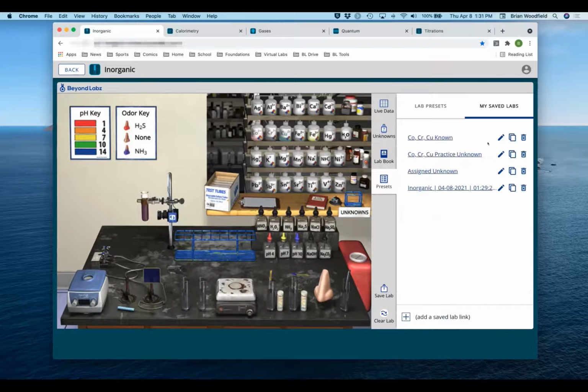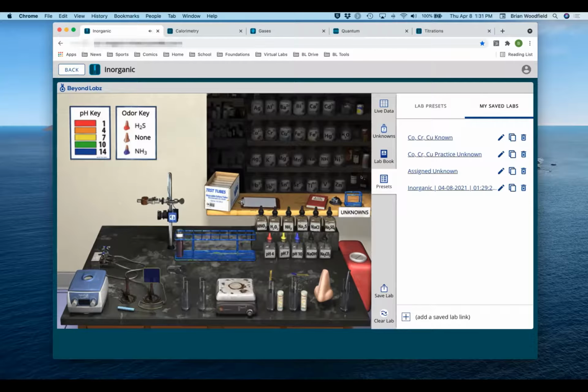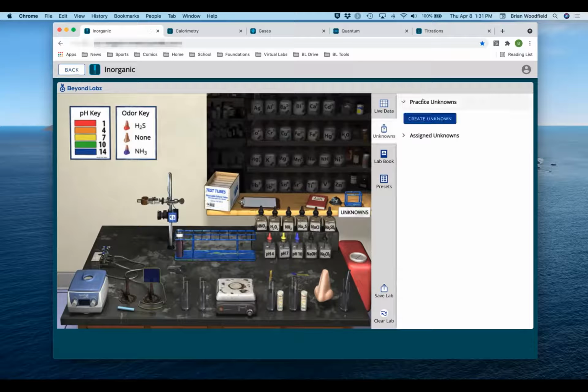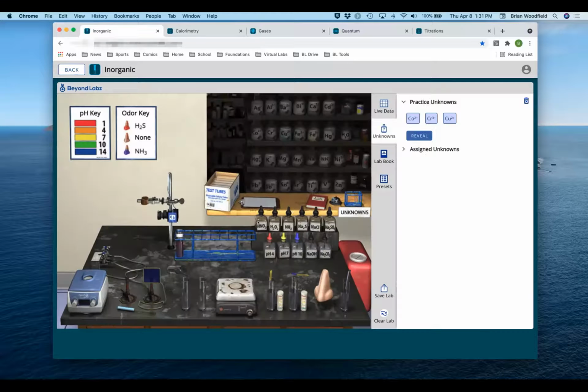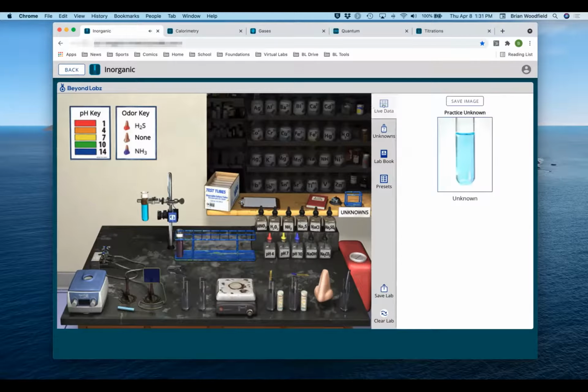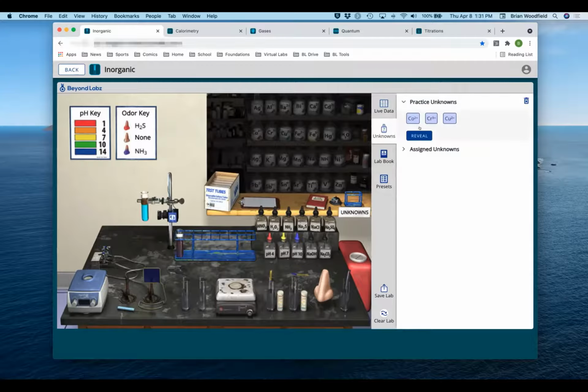So presets, that's our new one. You can also do practice unknowns here. I can go to unknowns, go to practice unknown, and create one. So I can say cobalt, chromium, copper, go to minimum of one, maximum of one, and click create. Now I have an unknown. If I go back to live data, it says unknown, but this is purely for practice. They can reveal their answer anytime they want. So this is not for any assessment.